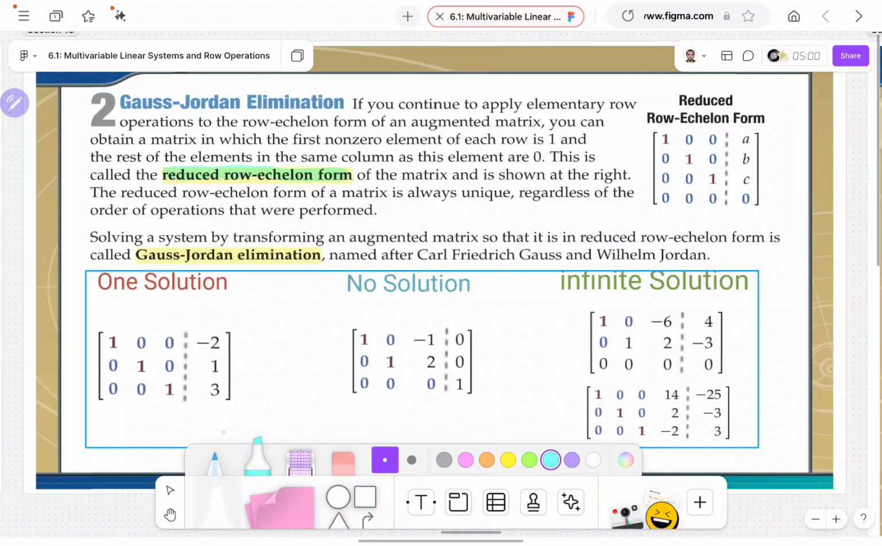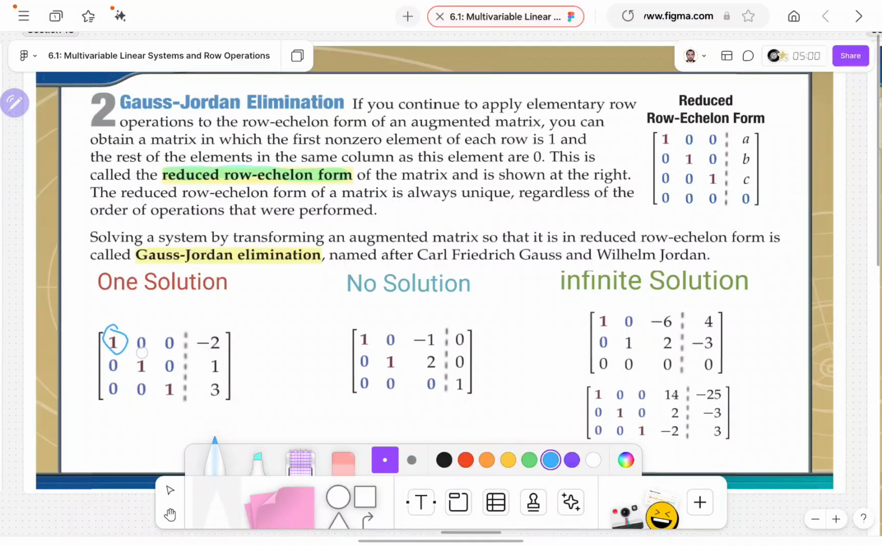Row echelon form is when you have 3 ones diagonally, which means you need to make this value equal 1, this value equal 1, and this value equal 1. Then after that, you need to make this one here, and this one here, and this one here equal to 0. If you are able to make these 3 diagonal values equal to 1 and the other values equal to 0, that means this matrix has one solution.